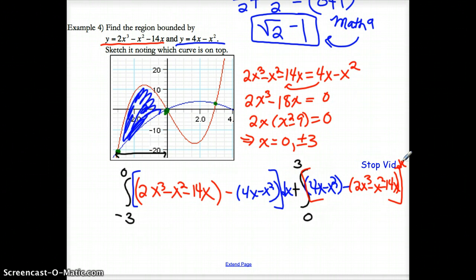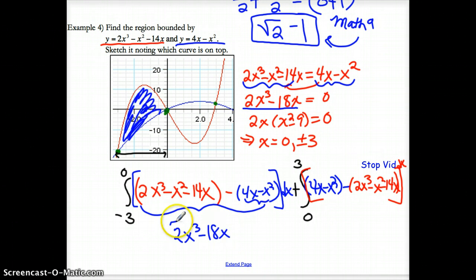All right. So now cleaning this mess up, I'm not going to take it all the way out, but I'm going to tell you, you did a lot of work out here. You already subtracted this one from this one, and we got 2x cubed minus 18x. So I already know, I have no sense doing it again. I've got 2x cubed minus 18x. Then I'm integrating from -3 to 0.